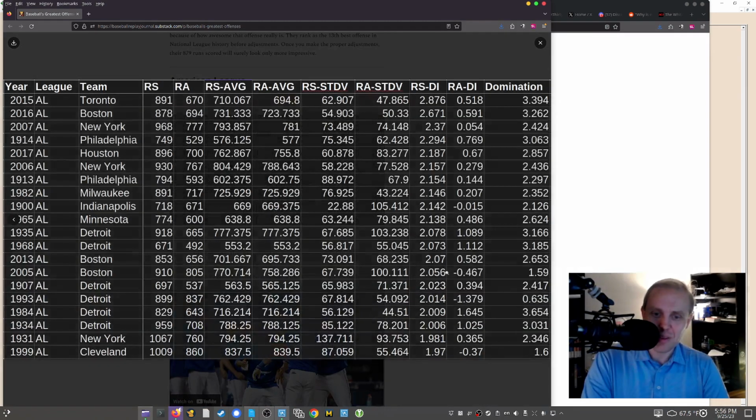Look at the American League really quick. I talked before about the 2015 Blue Jays, 2016 Red Sox, also teams with great offenses. 2015 Blue Jays came out of nowhere and really surprised me. Really one of the best teams in the history of the American League with that Domination Index score. Surprising. 2007 Yankees, and here are the 2006 Yankees.